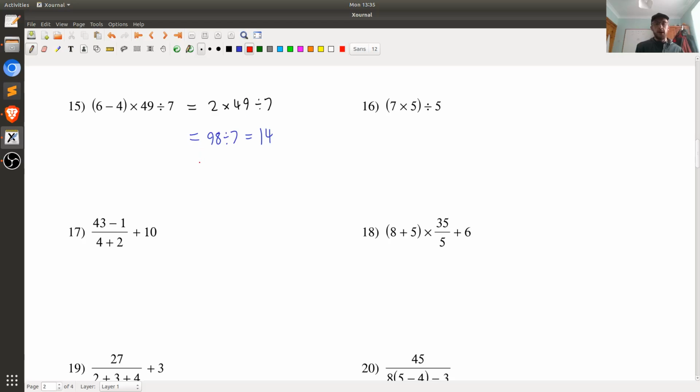And then I'm going to do red to show you what would happen if I did the division first. So 2 times, what's 49 divided by 7? The answer is 7. And then the answer becomes 14. So we arrive at the same result.